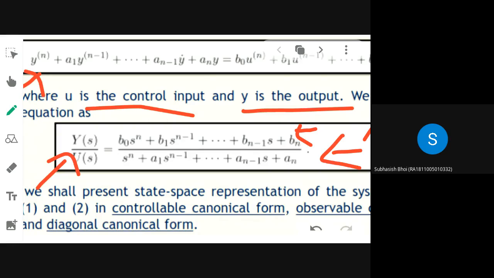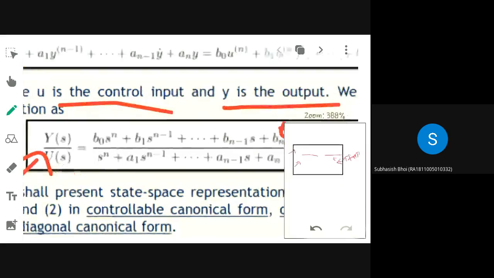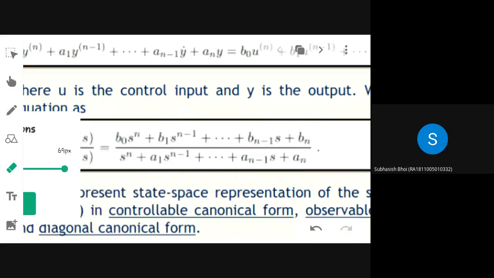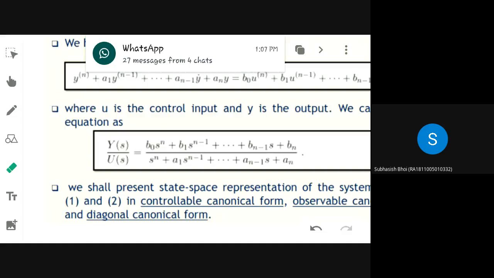You people will respond, or shall I continue without asking anything from your side? Anyways, the various coefficients are b0, b1, bn minus 1, bn. These are the coefficients of the numerator polynomial. In the same fashion, a1, an minus 1, an are the coefficients of the denominator polynomial. So using these coefficients, if you are framing the state space model, then it will be called canonical representation. We'll discuss the difference between observable canonical form, controllable canonical form and diagonal canonical form, and how all those things differ.